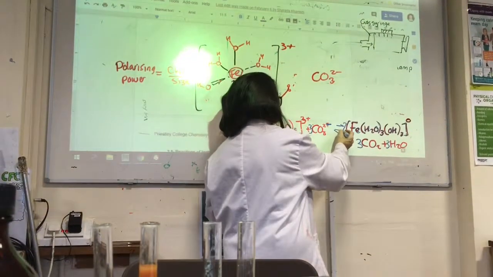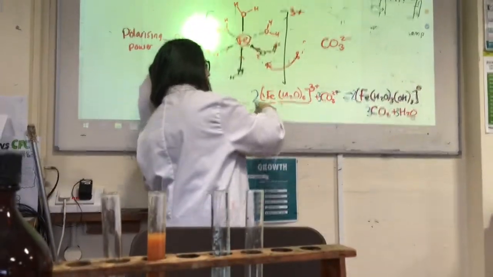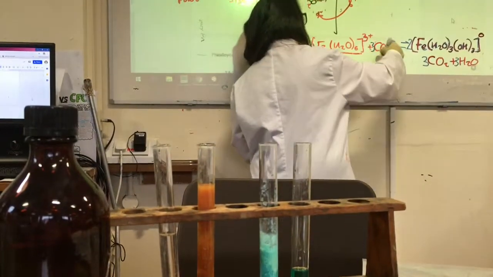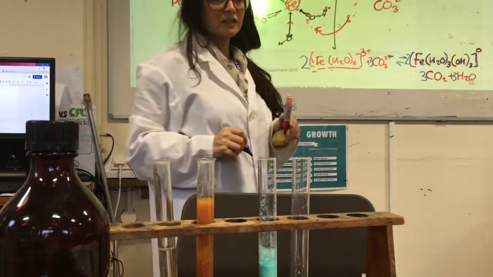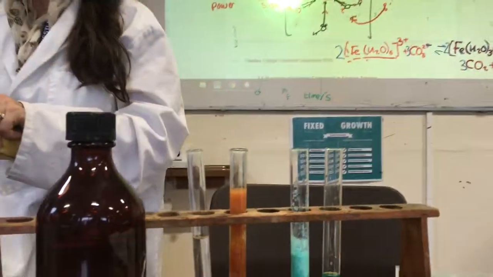So don't forget there's two moles of these because you need two of those. 2 times plus 3 is plus 6. 3 times minus 2 is minus 6. So that's how you balance that, and it looks harder than it is to balance.